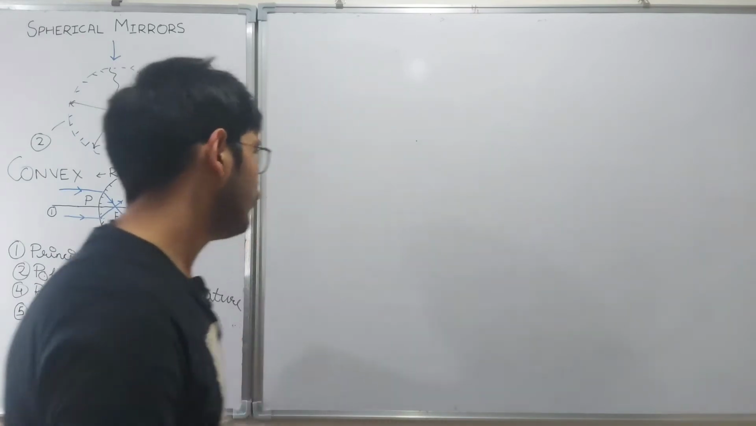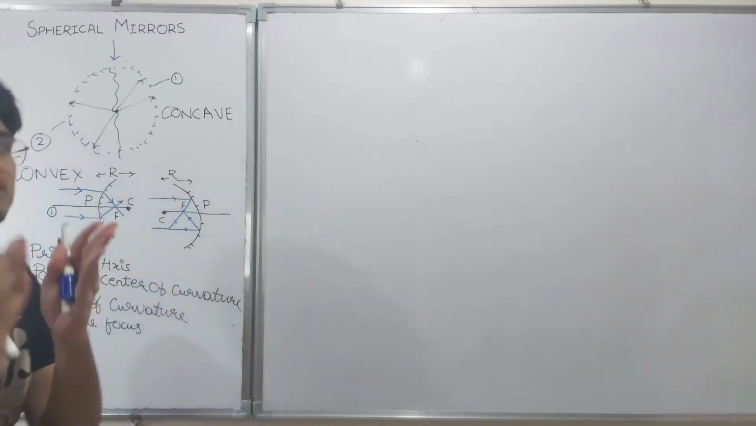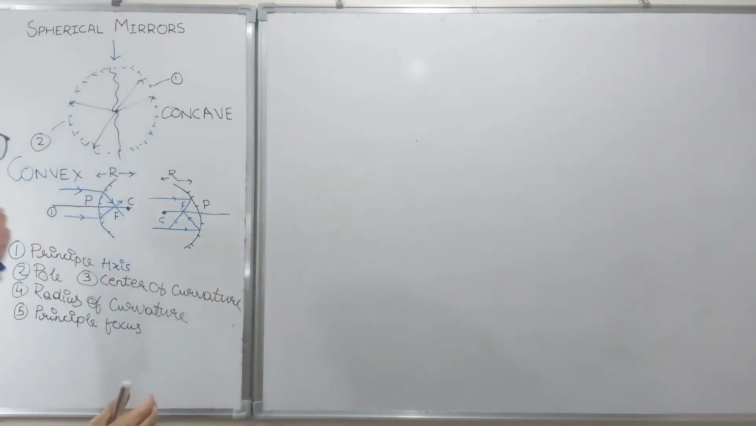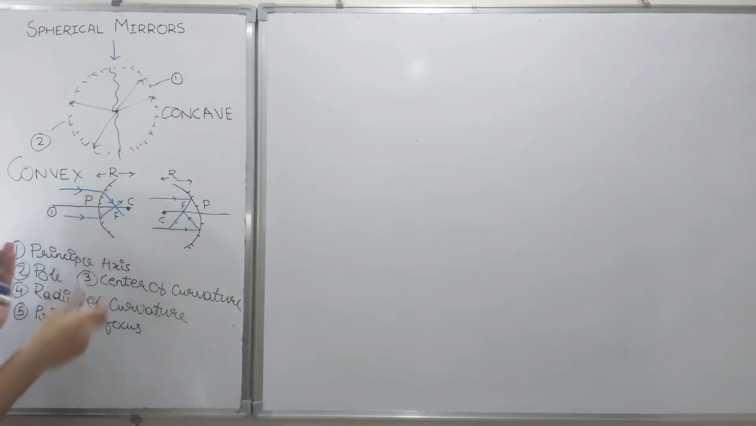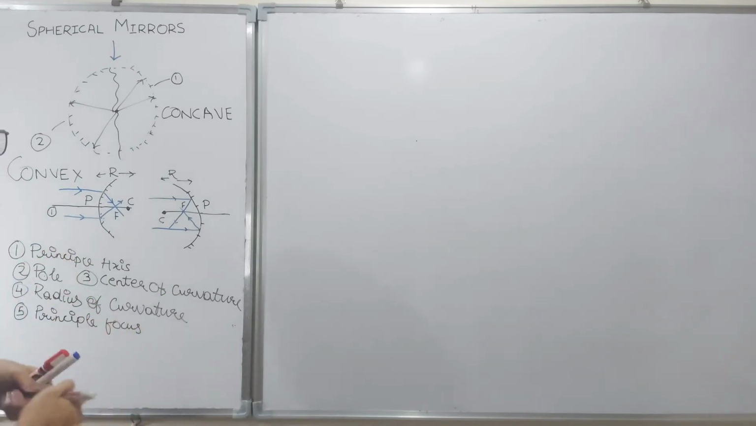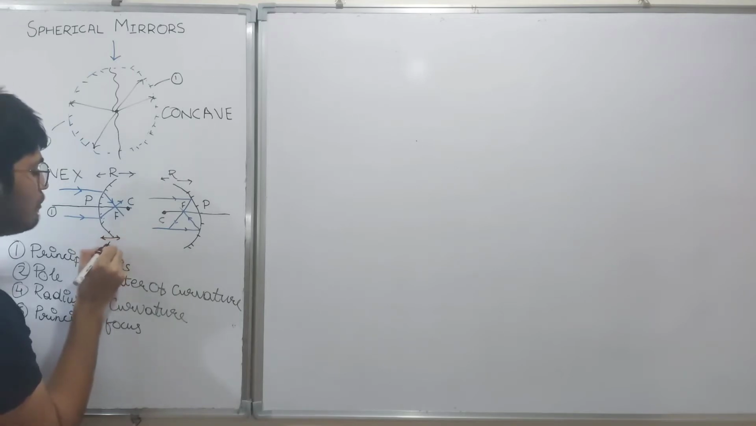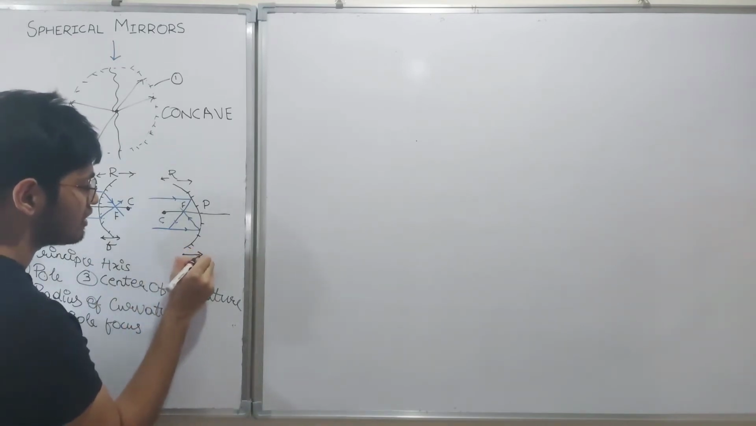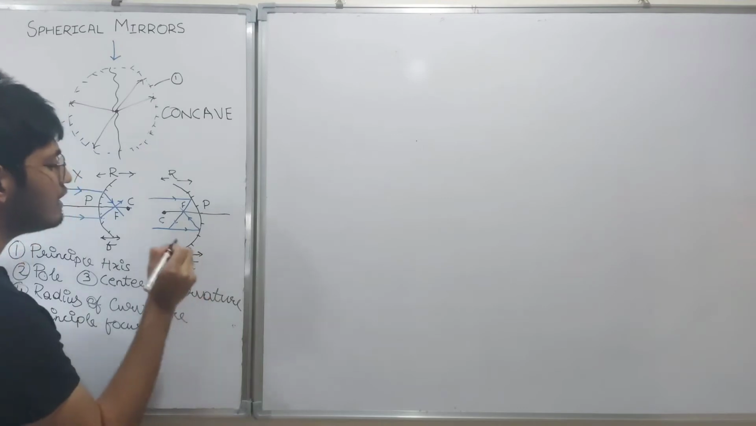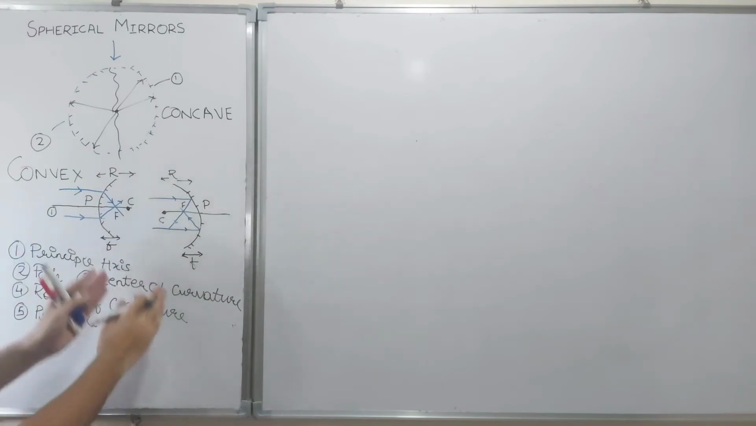Now, some more terminologies are left, such as focal length. What do you mean by focal length? By the word focal length, we mean the distance between the principal axis and the focus; that distance is known as the focal length. In this case, this particular distance is known as the focal length. I am representing it by small f. So I think you got to know what we mean by focal length.